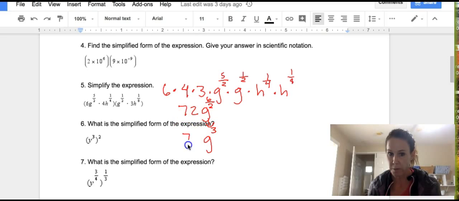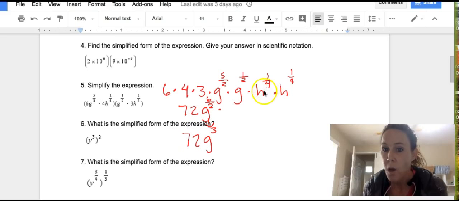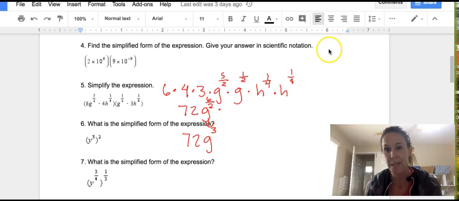All right, so I'm going to write this down here, 72 times g cubed times, and then once again I have h and h, and I have the same base, so I get to add exponents. Now these do not have the same denominator, so because I'm adding exponents, this is h to the 1/4 plus 1/8.